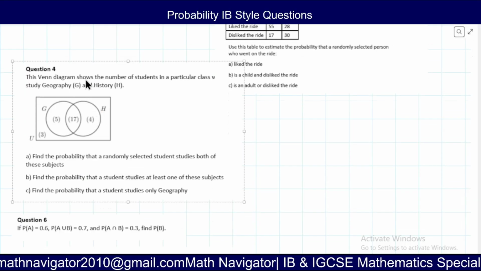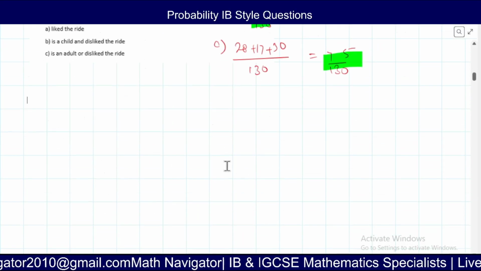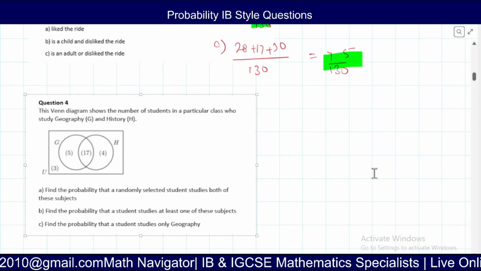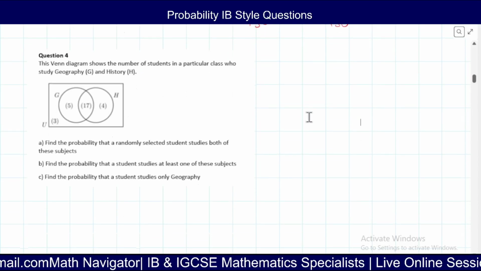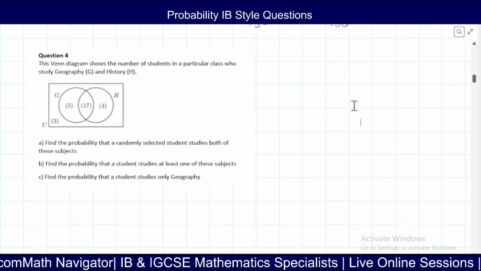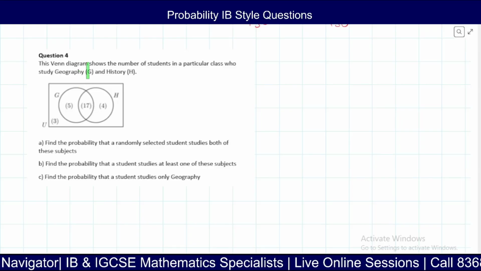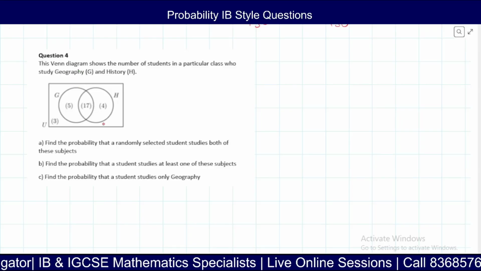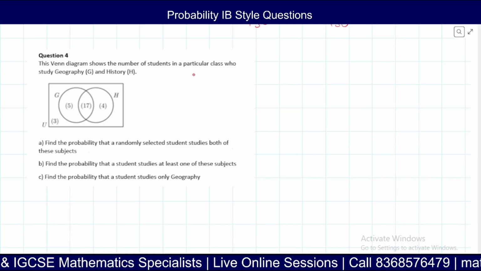This is the question which is based on a Venn diagram. If you find any doubt on the Venn diagram, you can see my video on the Venn diagram. So let's first do this question. This Venn diagram shows the number of students in a particular class who study geography and history. Find the probability that a randomly selected student studies both of these subjects.